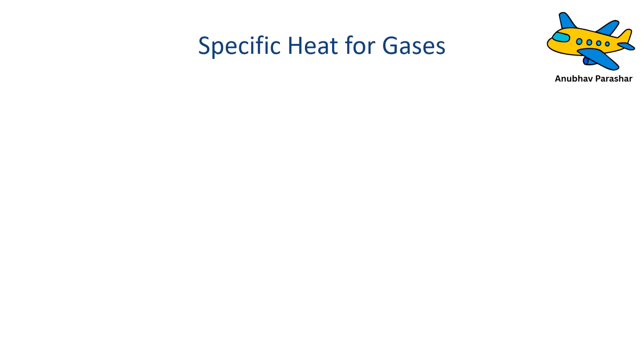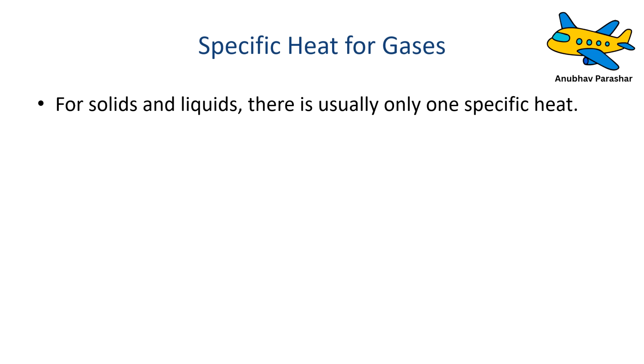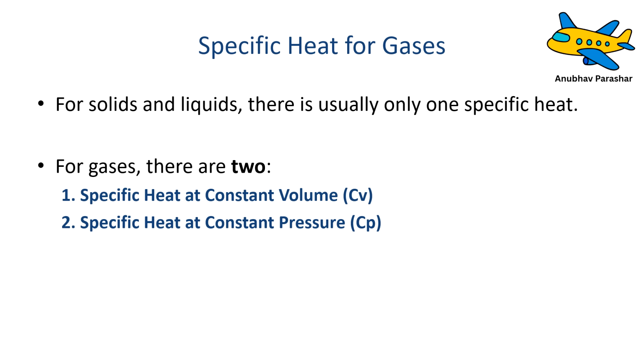Now, the funny case is that for solids and liquids, there is only one specific heat, only one value of C, but for gases, there are two. We have specific heat at constant volume and specific heat at constant pressure. That's why I wrote CV out there when we were dealing with air. I said specific heat at constant volume. CV for air is 0.718. CP for air is 1.005, kilojoule per kg Kelvin.